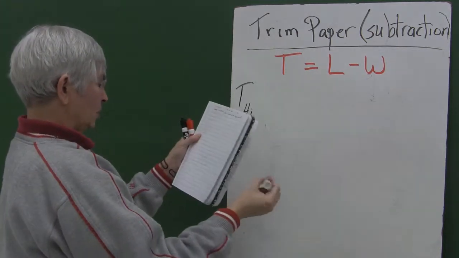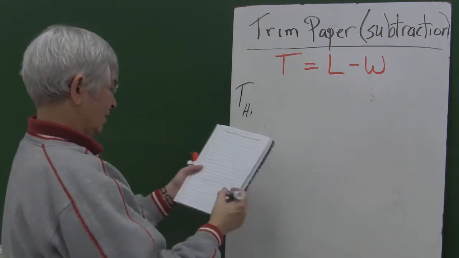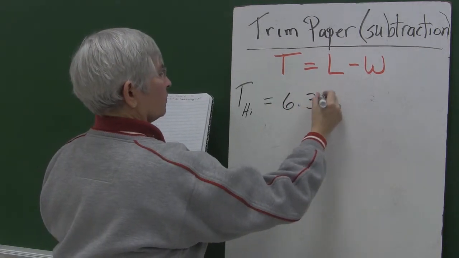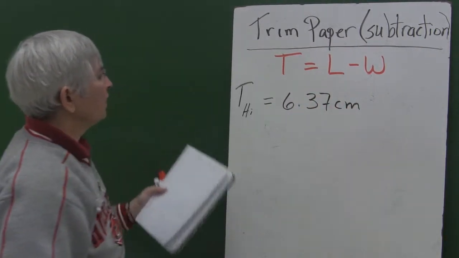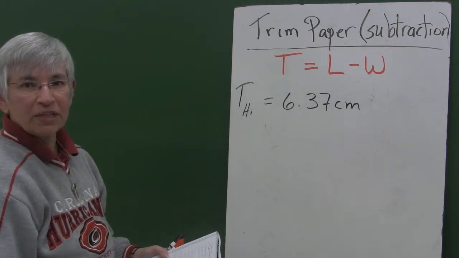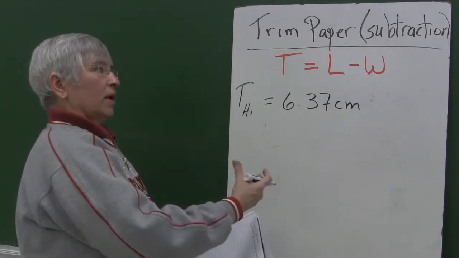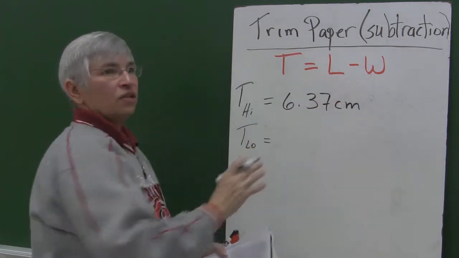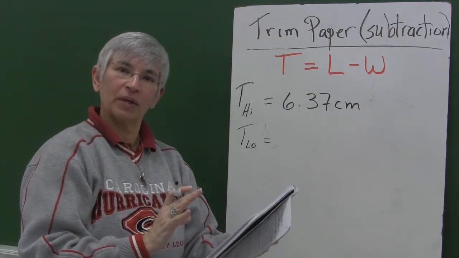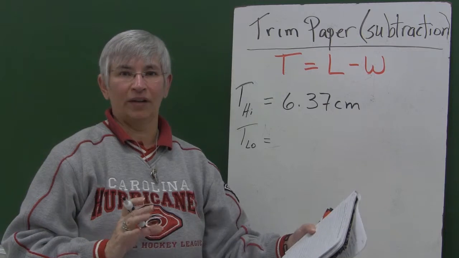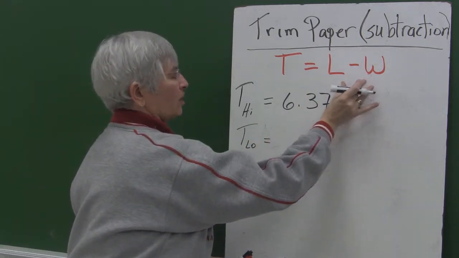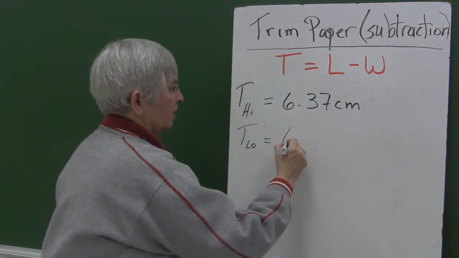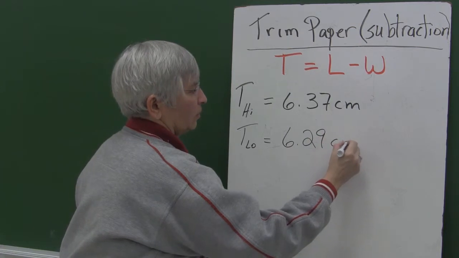And so substituting in the ranges that I had posted earlier, the highest value that the trim piece could be would be 6.37 centimeters. Likewise, if I'm looking at the smallest trim piece, then I would want to take the smallest length that I could possibly measure and combine it with the highest width. And that should give me the smallest margin possible, which would give me the smallest value for my trim piece. And so in doing that, it's 6.29 centimeters.